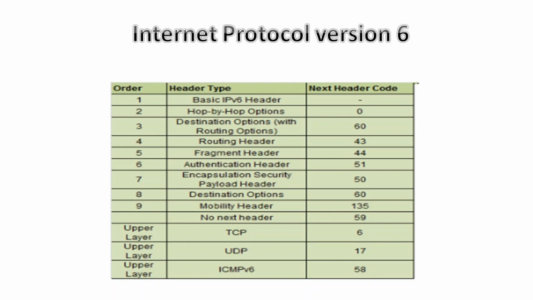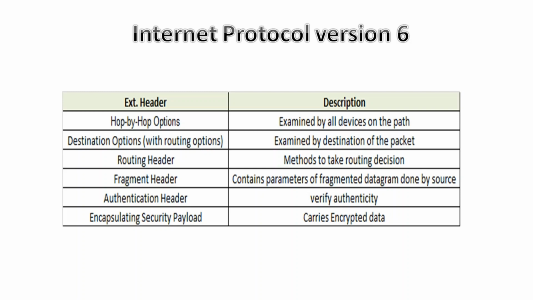And all these extension headers have some meaning. Hop by hop option means it is examined by all devices on the path. Destination option means it is examined by the destination of the packet. Routing header means it is a method to take routing decisions. Fragment header means it contains parameters of the fragmented datagram done by the source. Then authentication header, it verifies the authenticity. And then we have encapsulating security payload, which means it carries encrypted data.